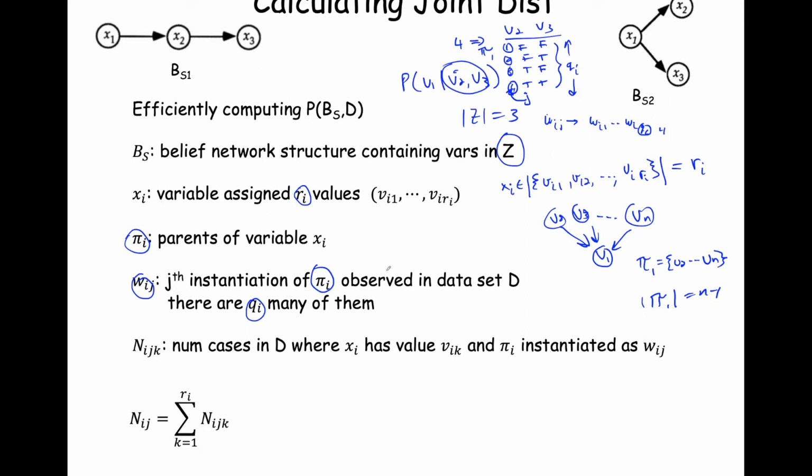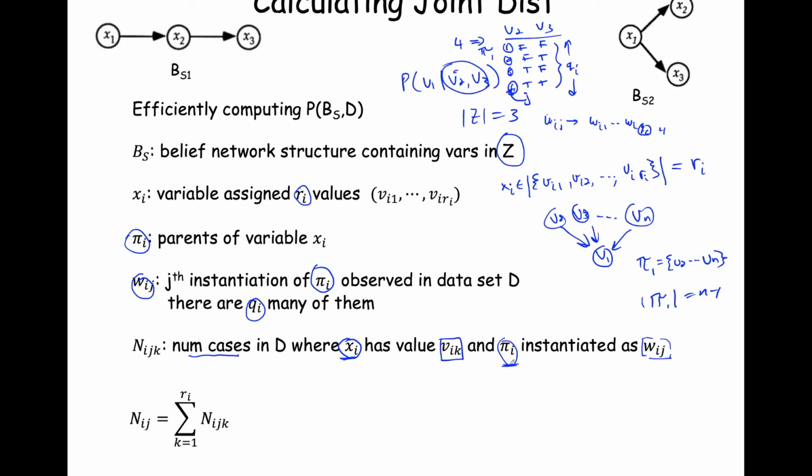Okay. And then lastly, we have this nijk. Now, this nijk is something you count from the data. And this nijk is the number of cases, right? The number of vectors in your data set. And this is important to pay attention to, where xi, the ith variable, has a particular value, and at the same time, the parent set of xi has the jth instantiation. So this nijk talks about the number of cases for a particular instantiation of the variable as well as its parents.